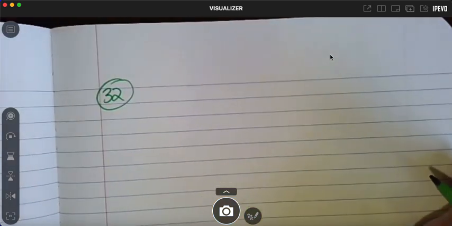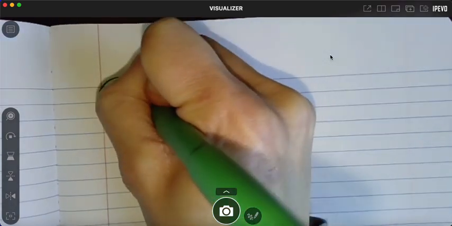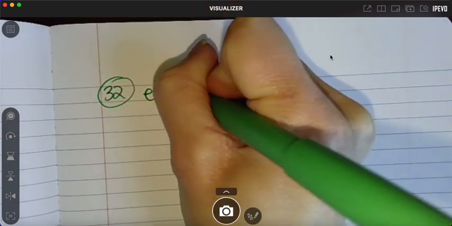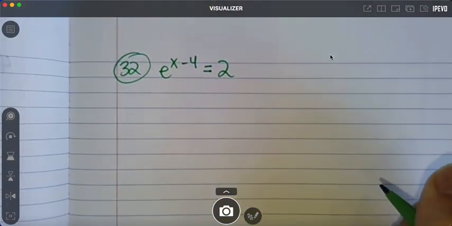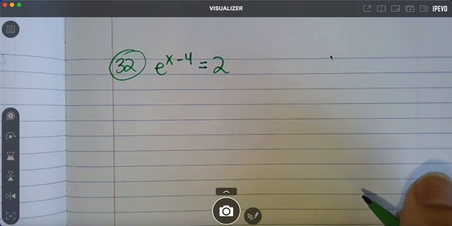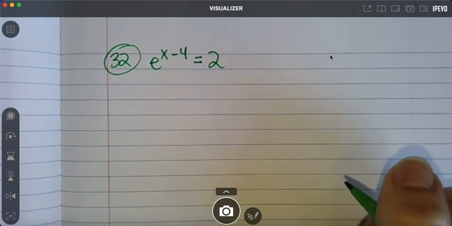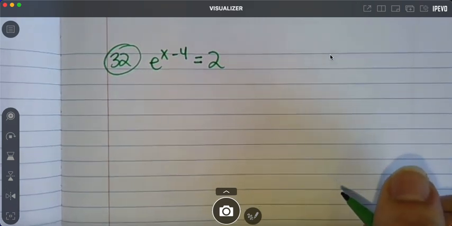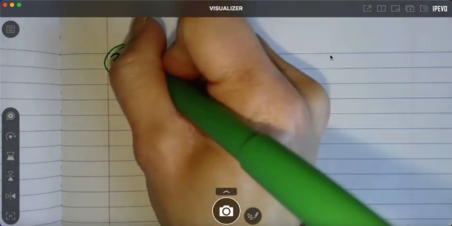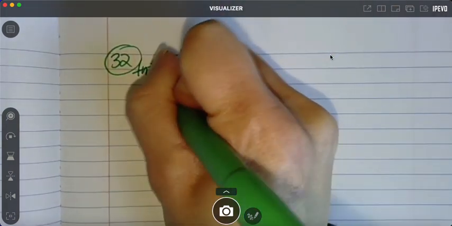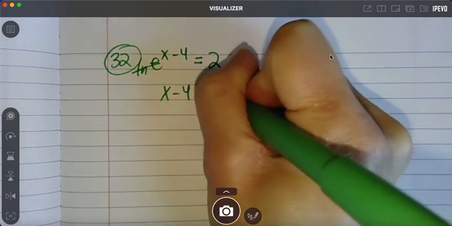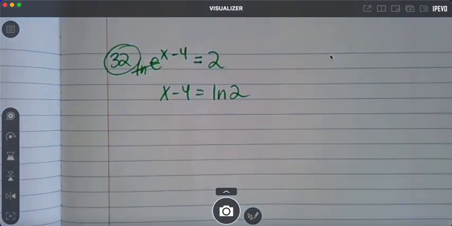It's an example. e to the x minus 4 equals 2. You're going through 31, but I'm doing some extra. How do I get rid of an e? Natural log. So I get x minus 4 equals the natural log of 2.